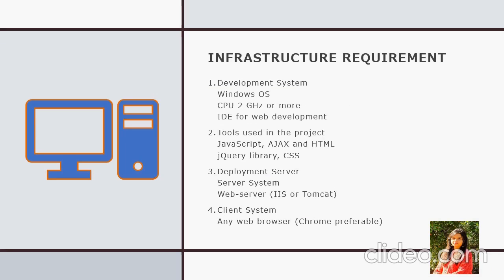And these are our infrastructure requirements for the project. For the development of the system, we have used Windows operating system and CPU 2 GHz or more, IDE for web development. And tools in the project that we have used for developing process are JavaScript, AJAX, and HTML. Also jQuery libraries and CSS. And the deployment server system is web server, and client system any web browser, preferably Chrome.